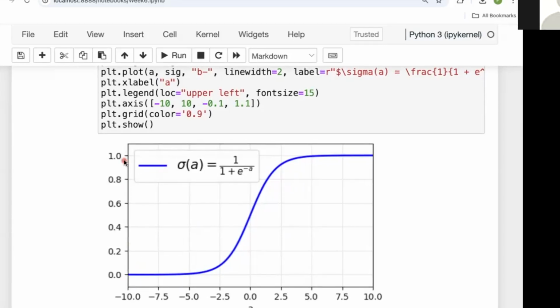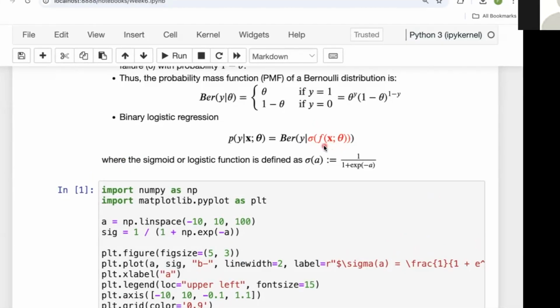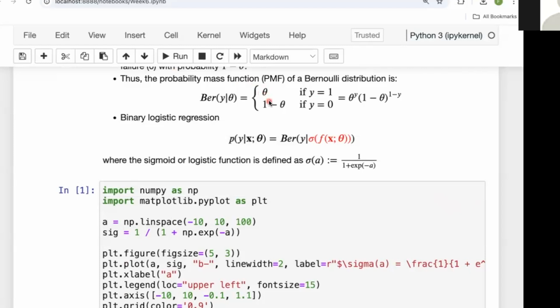So to go back again to what we have here, this means that first we find a function of the input and these unknowns. And whatever this thing is, this is a real valued number. We can pass this through the sigmoid function and we get something that is from 0 to 1. And that's definitely a valid theta for the Bernoulli distribution.